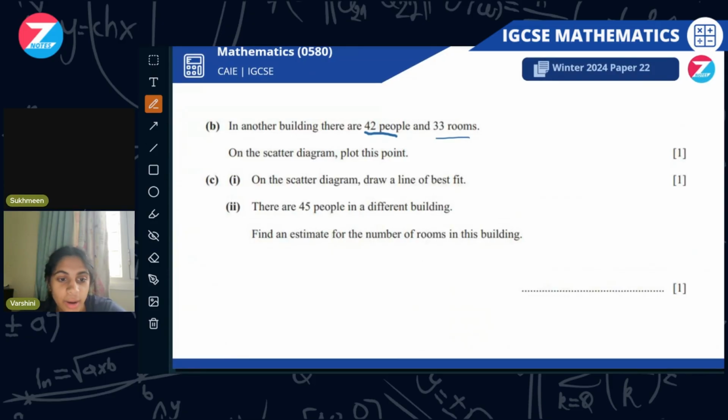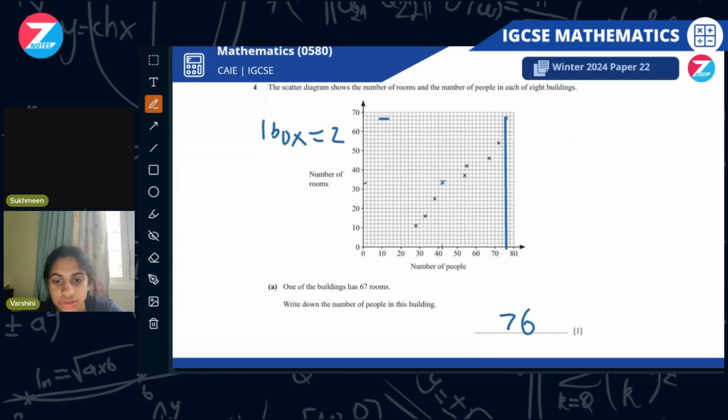Okay. On the scatter diagram, draw a line of best fit. For a line of best fit, it doesn't need to pass through all the points, but most of the points, and it also needs to have an equal number of points on each side of the line. It also doesn't need to go through zero. If it doesn't work the first time when you draw the line, you can just draw it again until you feel that you have a good number of points.